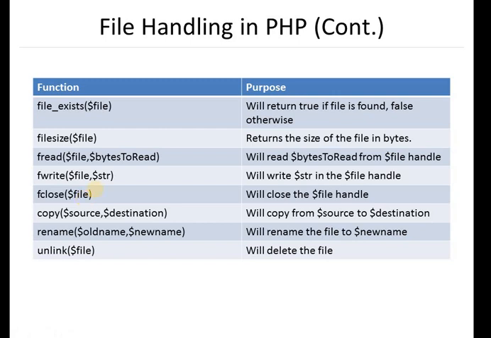After that, fclose, which closes a particular file, and you just need to pass the handle of that file. After that, copy. If you want to copy the content of one file to another file, then you should use the copy function. After that, there is also rename, where the old name will be replaced by the new name. And the last function is unlink, to delete the file.